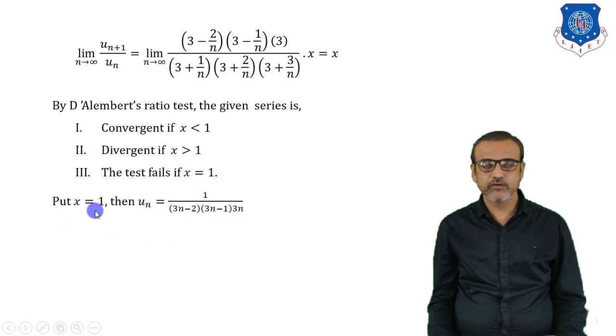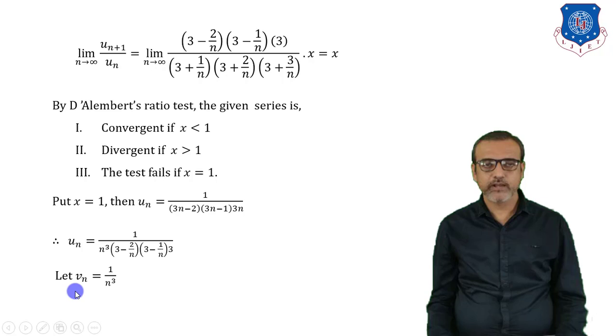Now put x equals 1, then u_n will be 1 upon (3n minus 2) into (3n minus 1) into 3n. Therefore u_n equals, taking n common from each term, in the denominator it will become n cubed into bracket (3 minus 2 by n) multiplied by (3 minus 1 by n), and this 3 will be as it is, and the 1 in the numerator will be as it is. So this is u_n.